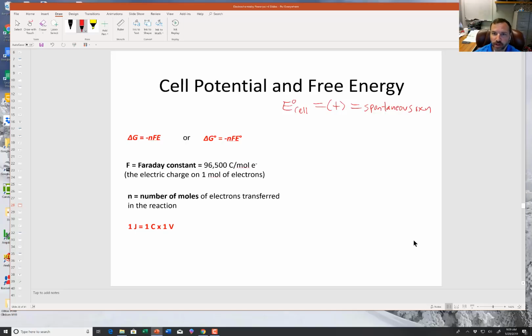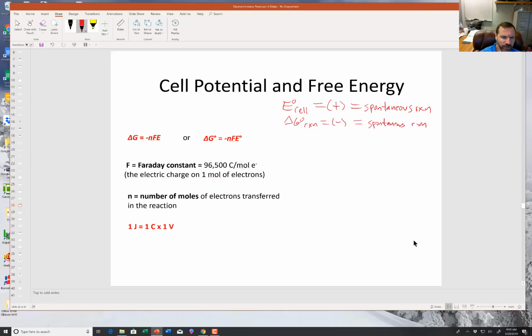Of course, we also remember from our Chem 1B thermochemistry unit and our equilibrium unit earlier this quarter that if we have delta G equal to a negative value, that also equals a spontaneous reaction. So we might begin to think that we can relate delta G and E cell together.